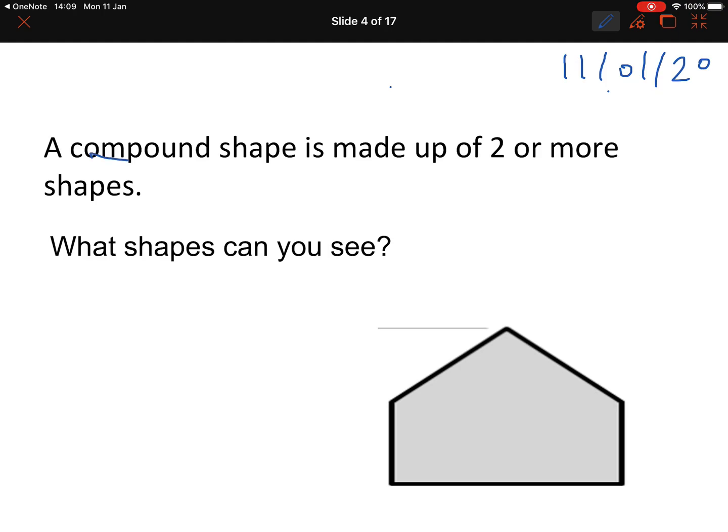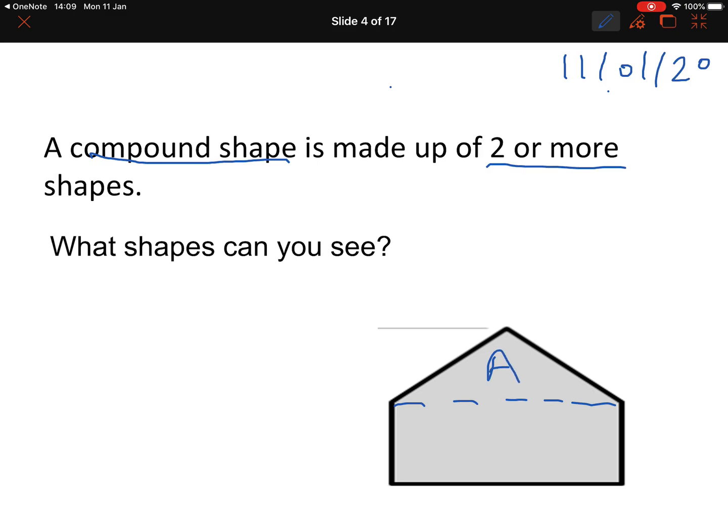Right, so if you look below, we've looked at compound shapes. We understand what the definition is. If you went through the last video on area of rectangular compound shapes, we know that it's a shape that comprises two or more shapes. Now, if you look below, you might be able to identify two different shapes. So what can you see?